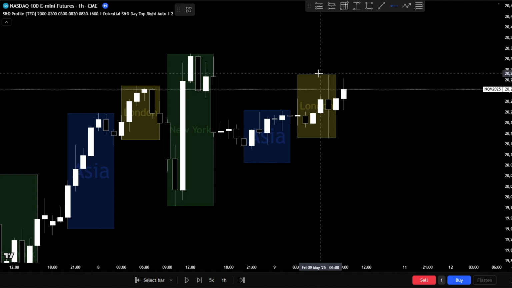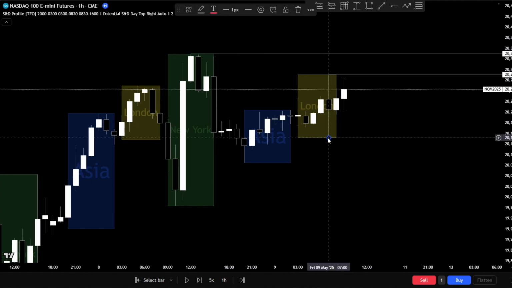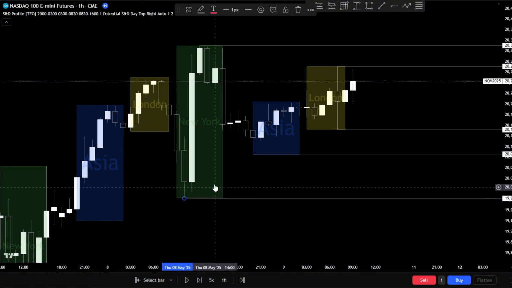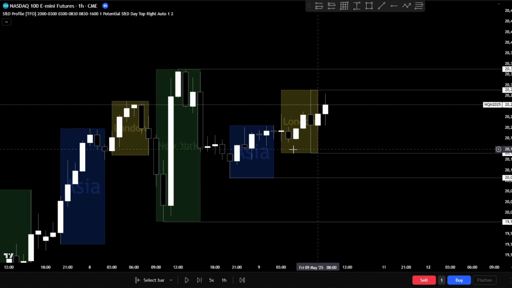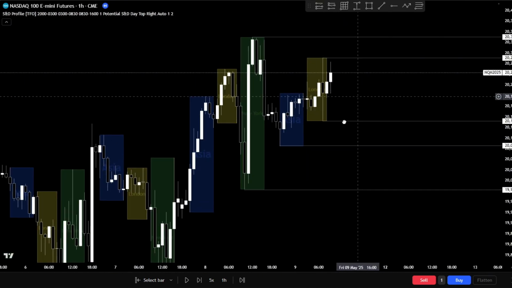So we have London high and New York high. We have London low and Asian low, as well as this New York low all the way down here. So pretty much I want to see some form of liquidity here get taken because we're within a range here, and I need to see where price wants to go.